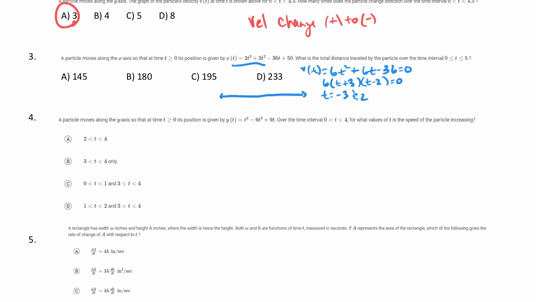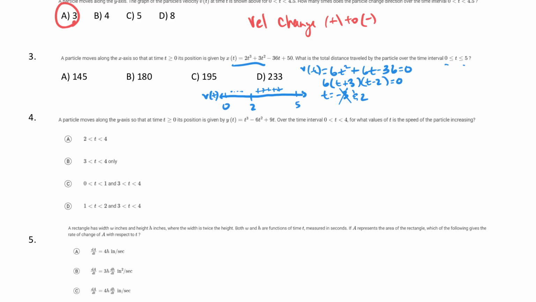Over here, we're going to throw out the negative 3 because we don't care about negative time. So we're going to start with the 2, and we're only concerned with 0 to 5. Over here I've got 0, and over here I've got 5, and in this region I've got negatives, so that means it's going backwards. Over here I've got positives. How do I do that? Well, I'm just going to plug them into my v(t) equation. Any number between 0 and 2, I'll get negative values. Any number between 2 and 5, I'll get positive values. So I know that this is going backwards in this region, going forwards in this region. So I need to separate this out to be able to find distances.